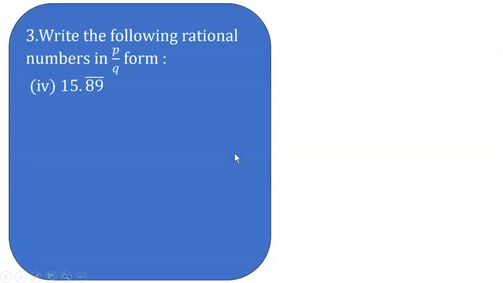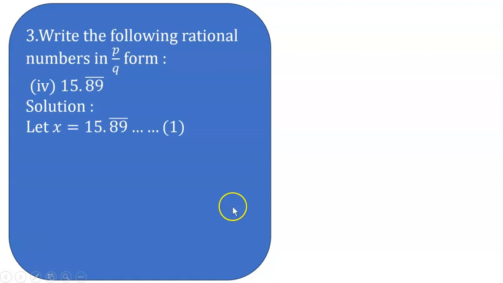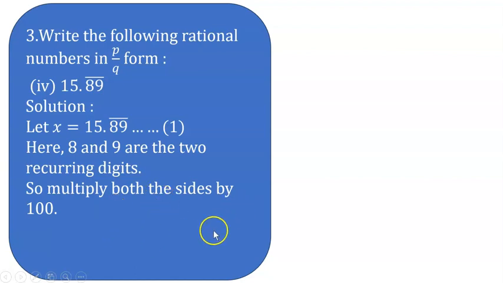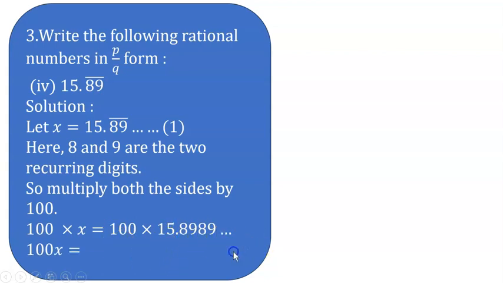Next, 15.89 with a bar. Again here let x be equal to 15.89 with a bar. Here 8 and 9 are the two recurring digits. So multiply both sides by 100. 100 into x is equal to 100 into 15.8989 and so on. Okay, then you will get here 100x is equal to 1589.89 with a bar. This is expression number 2.